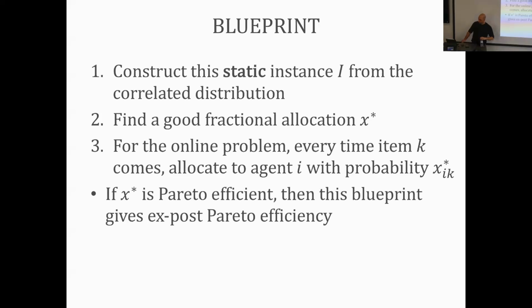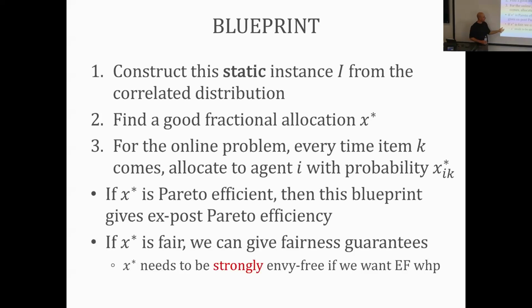Okay. Now the second lemma is that if x star is fair, we can give fairness guarantees. However, if you want to get NV freeness with high probability and avoid the square root t's, NV freeness for x star is not good enough, right? If the expected NV is 0, the random walk will lead to roots. You need the expected NV to be negative to get NV freeness with high probability.